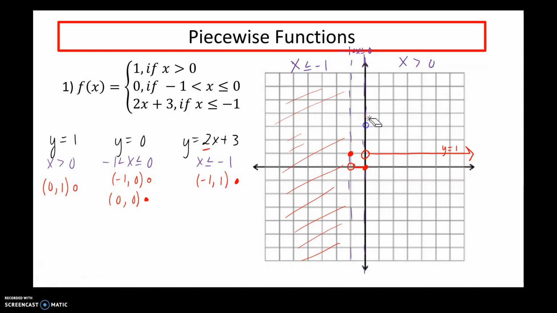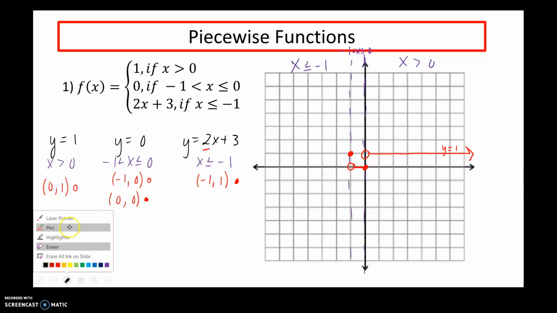So let me erase that point, and I only showed that for effect. Now, from my point (-1, 1), I'm going to go down 2 and left 1 using my slope of 2. Down 2, left 1. Down 2, left 1. And now I'm going to connect those points only on the interval that I'm allowed to graph that line.